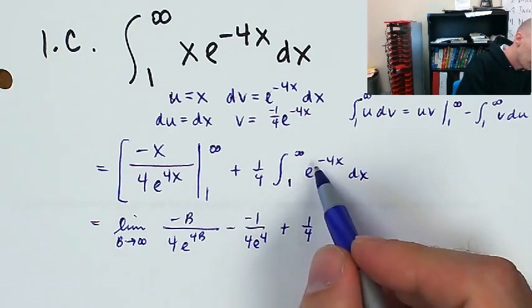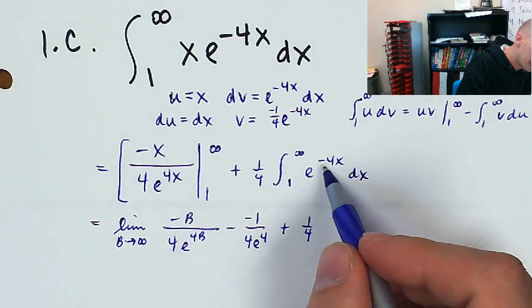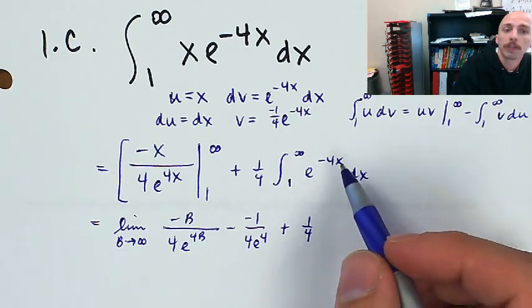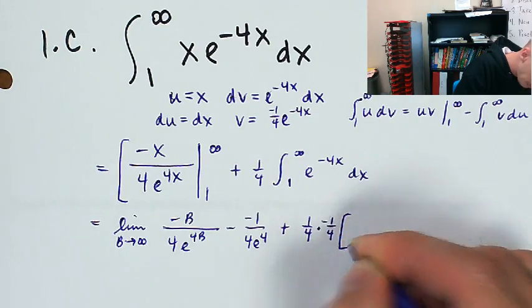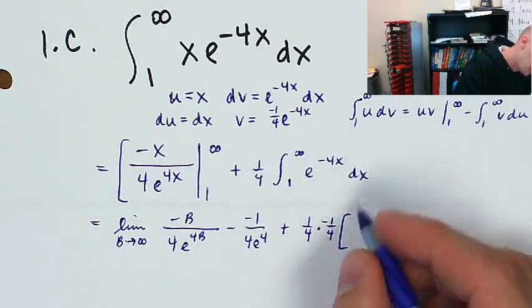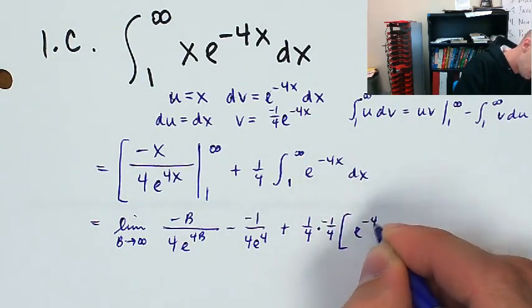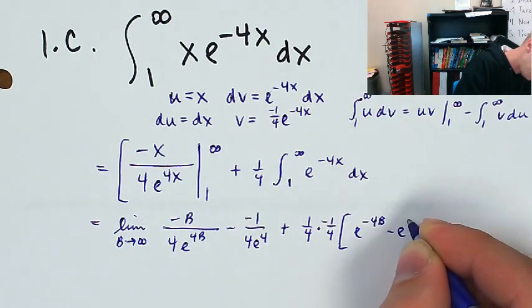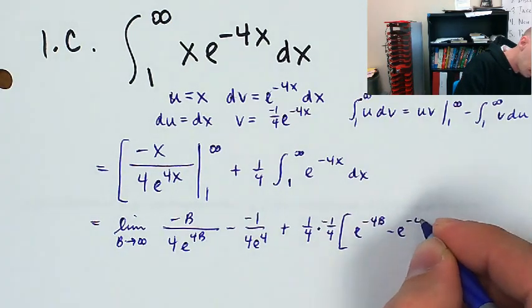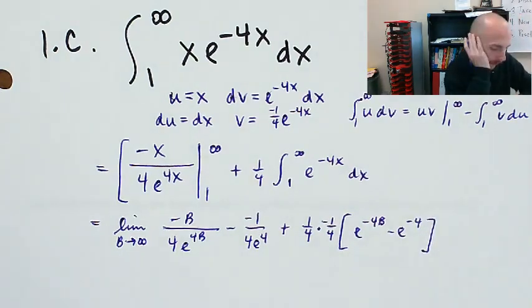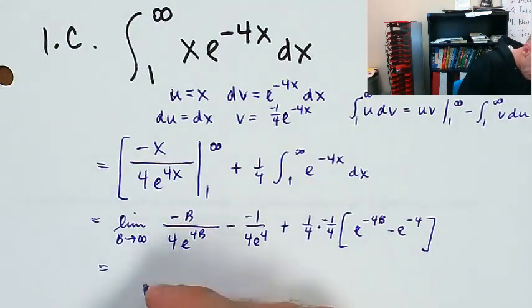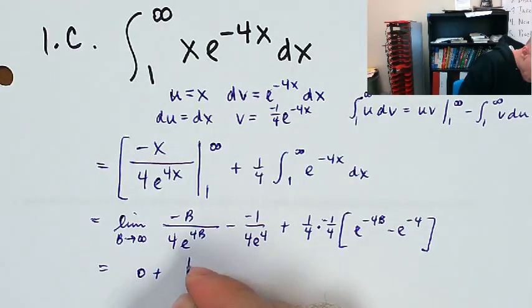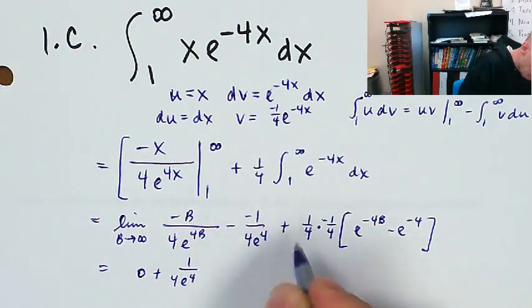1/4 of, okay, well, when I anti-differentiate that, I'm going to get e to the negative 4x divided by negative 4. So I multiply by negative 4. And then it'd be e to the negative 4x, so e to the negative 4b minus e to the negative 4 times 1. Okay. Now what's going to happen here is b goes to infinity, this goes to 0.